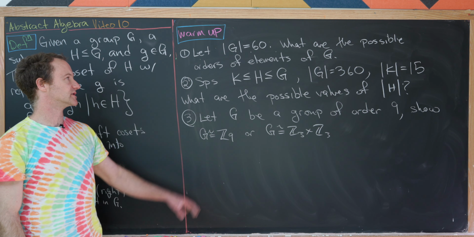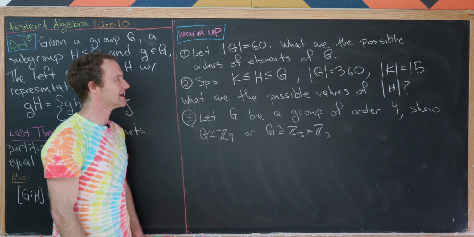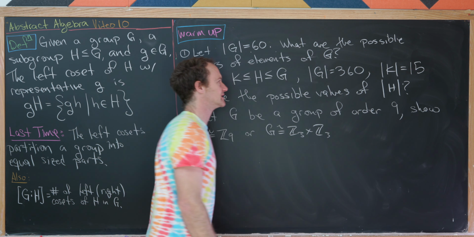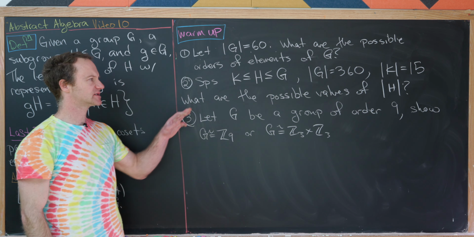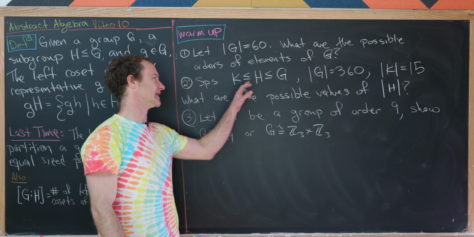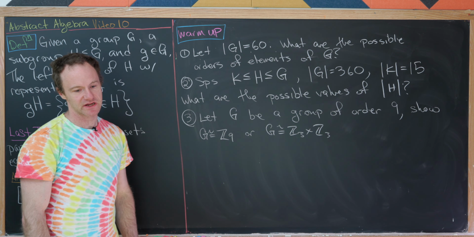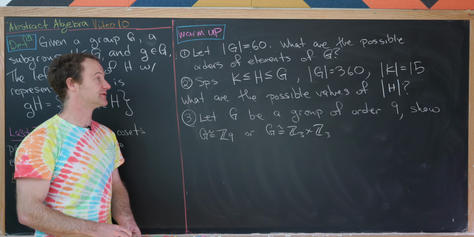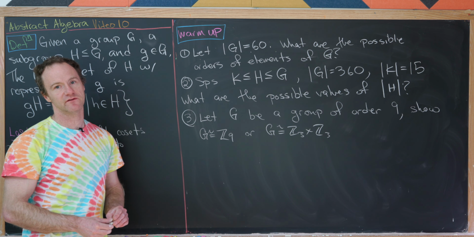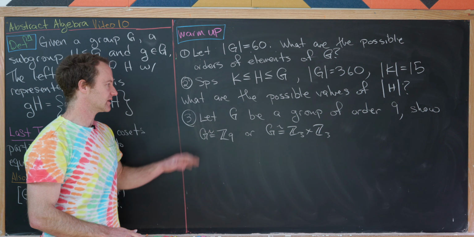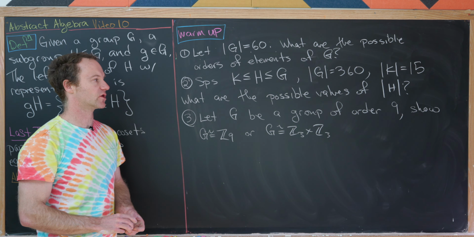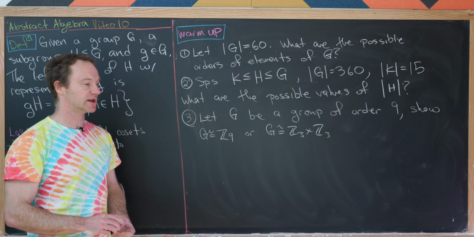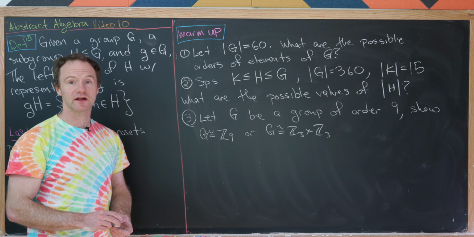Here are some warm-up exercises. So let's start with a group of order 60 and determine the possibilities for the orders of the elements of G. Next, suppose we've got a string of subgroups: K is a subgroup of H, which is a subgroup of G. And then the order of G is 360, whereas the order of K is 15. What are the possible orders of H? Then finally, let's take G to be a group of order 9 and show that G could only be Z9 or Z3 cross Z3. And that's a good place to stop.